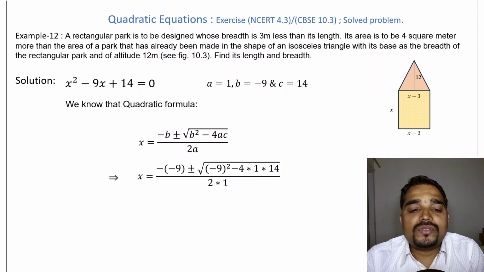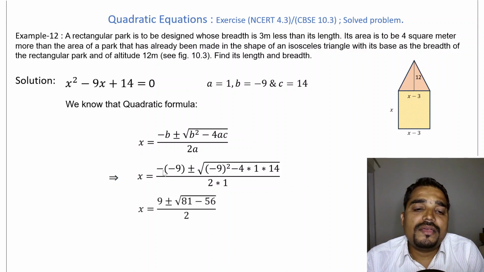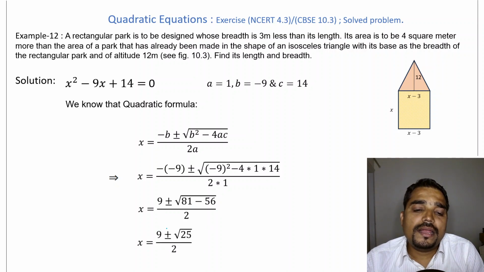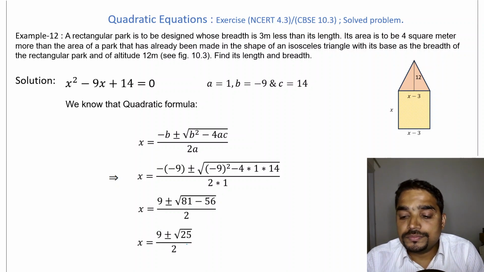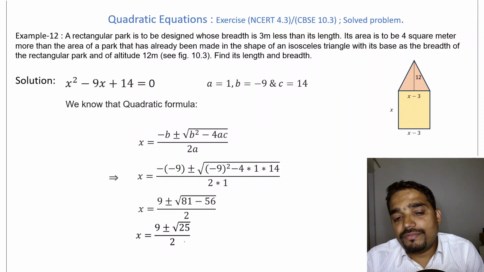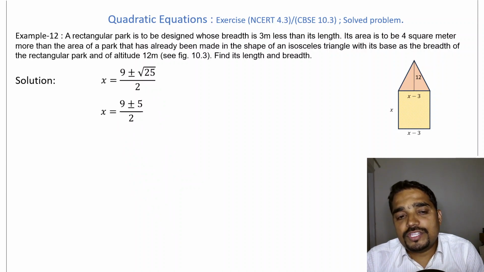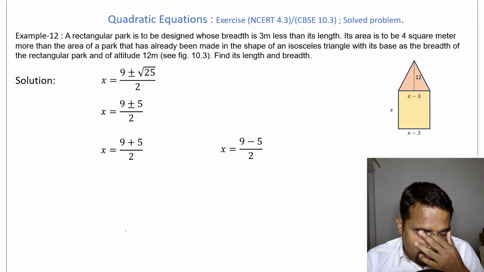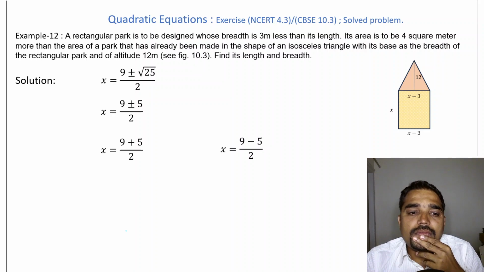Let's simplify. Minus of minus 9 would be plus 9, that is minus into minus is plus, that is 9 as it is, plus or minus square root of minus 9 whole square is 9 9s are 81, minus 14 4s are 56 whole divided by 2. Now 81 minus 56 is 25, that is 9 plus or minus square root of 25 divided by 2. Now square root of 25 is 5, which implies x is equal to either 9 plus 5 whole divided by 2 or 9 minus 5 whole divided by 2. That is, x is equal to 14 by 2 or 4 by 2, or x is equal to 7 or x is equal to 2.